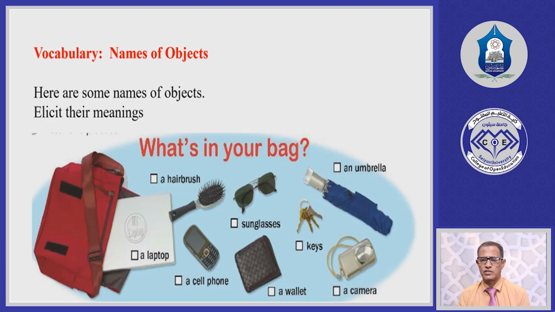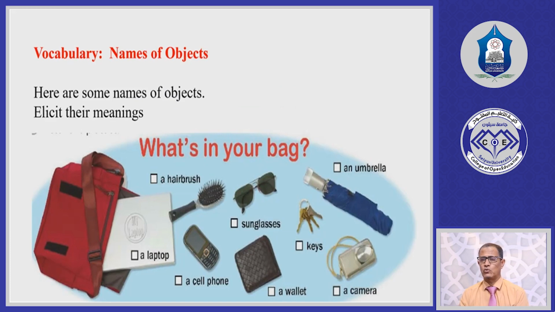So now look, we are just going to pronounce these vocabulary for you, because we have pictures that can show you the meaning of these vocabulary. I'm not going to give you the meaning of these words in Arabic, because they are already attached with pictures, and the pictures can show you the meaning of these words. Here are some names of objects. List their meanings. That means you can find out their meanings from the pictures you have.